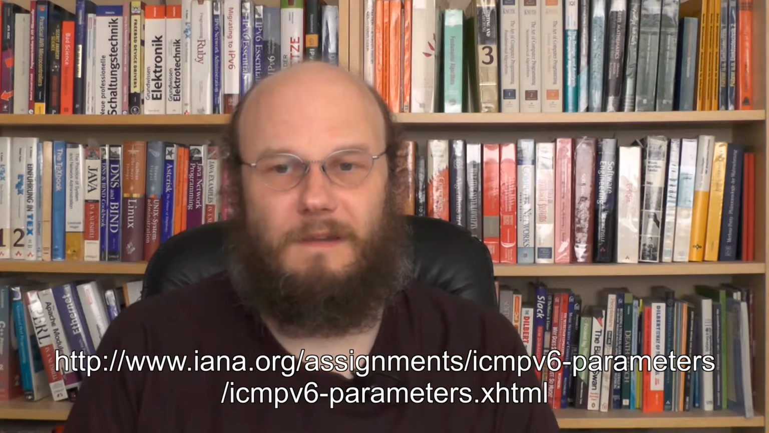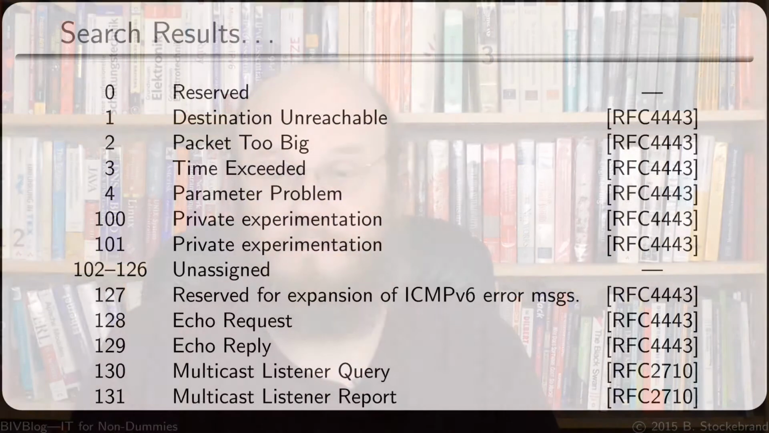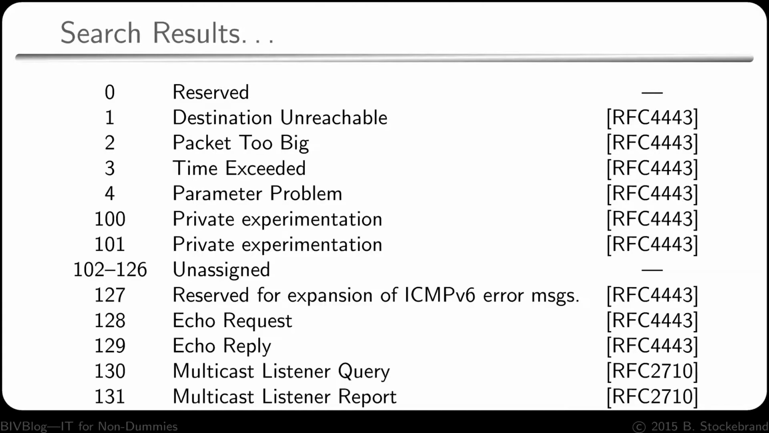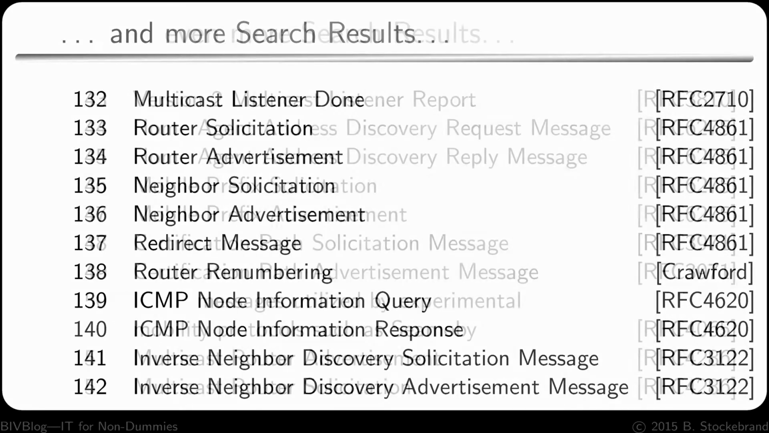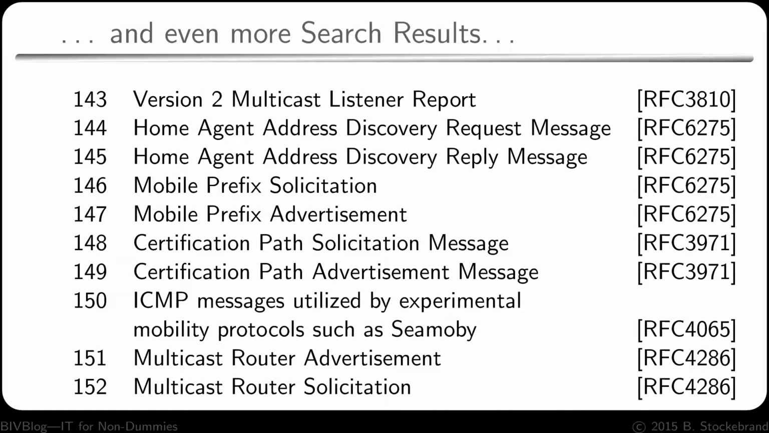Good. So let's take a look. There are a number of ICMP types. Most of these should be kind of familiar, and then there are some more obscure ones in there, like ICMP node information stuff and inverse neighbor discovery. And then there's some mobile IPv6, but I've got no idea what certification path stuff is.